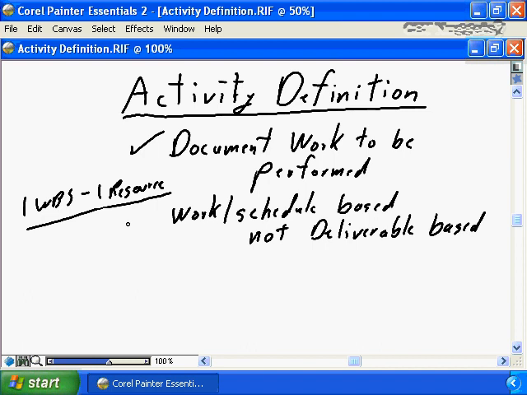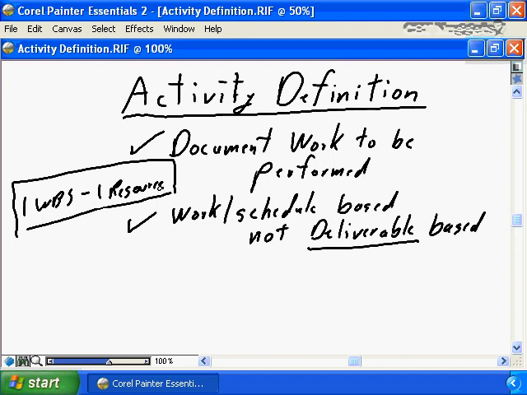It's important that you take the work that is work or schedule based as opposed to the higher level deliverable based. As mentioned in the introduction to this nugget, this step may not be required, or this step may not be explicitly defined if, for instance, the deliverable-based WBS was refined at a sufficient level of detail that, in fact, the rule of one WBS element to one resource has already been applied.